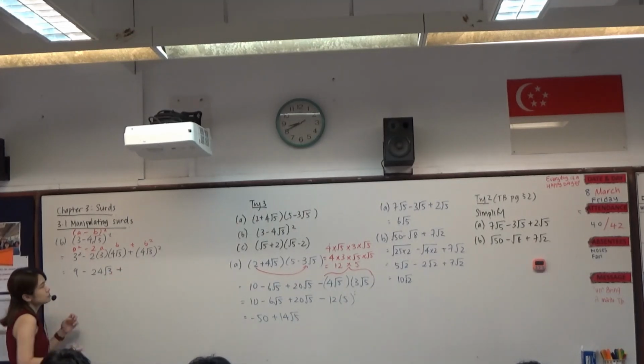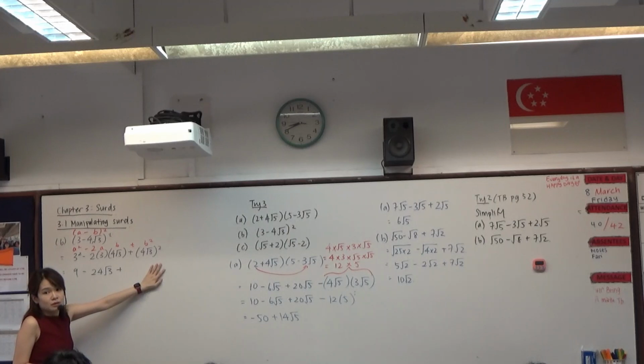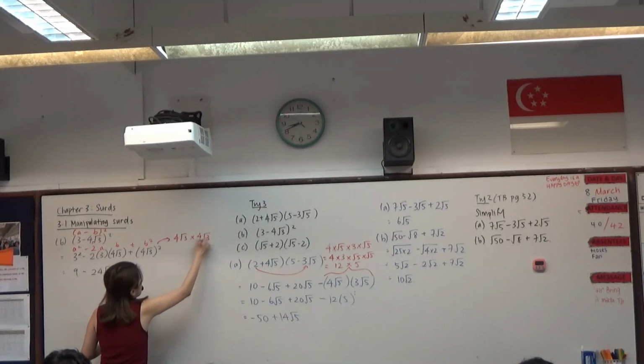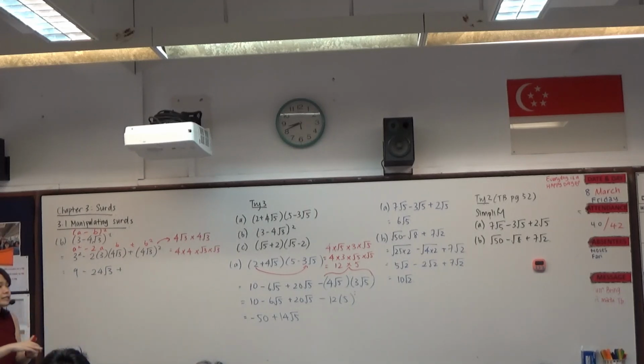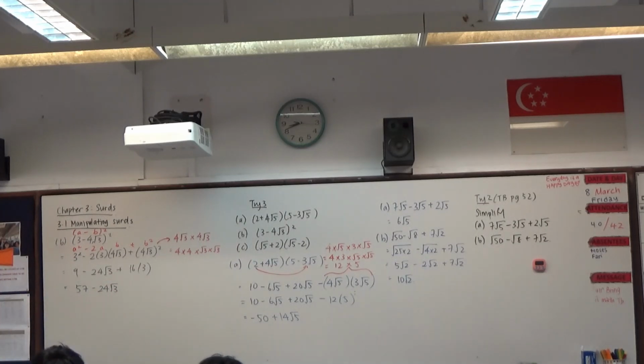Okay, then 4 root 3 bracket square, that refers to 4 root 3 times 4 root 3. Okay, so in other words, it is 4 times 4 times root 3 times root 3. So 4 times 4 is 16. Okay, root 3 times root 3 will be 3. Right? So I will get 16 times 3, that is 48. So 9 plus 48, that will give us 57. Okay, so our answer will be 57 minus 24 root 3. Okay? Questions?